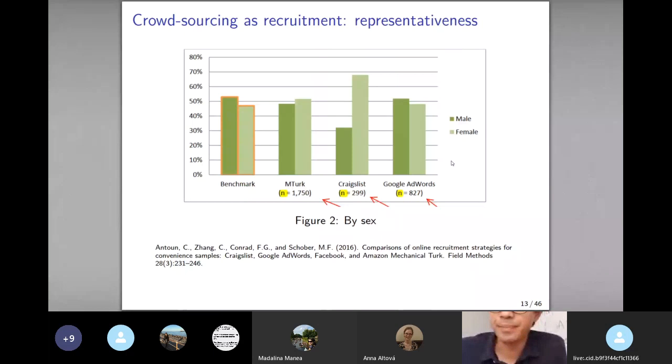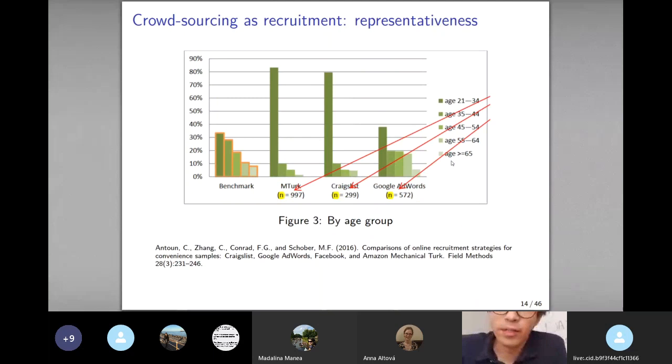You see the demographics of the users also vary by platform. So now if we look at the age distribution, this is what you were saying. So a very young population, very much underrepresented in the older age groups. Yeah, particularly in MTurk and Craigslist, when they were paying for people to fill in the surveys. But when using the AdWords, so when serving the survey through ads, then you get a relatively more balanced age distribution in this case.